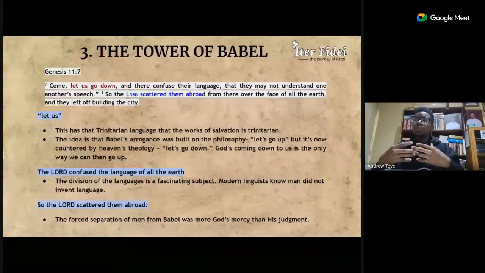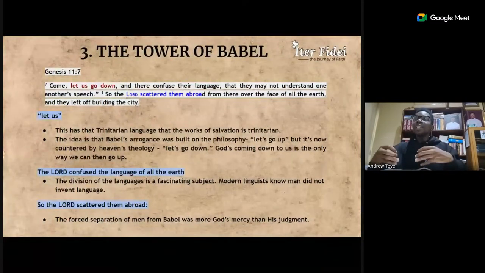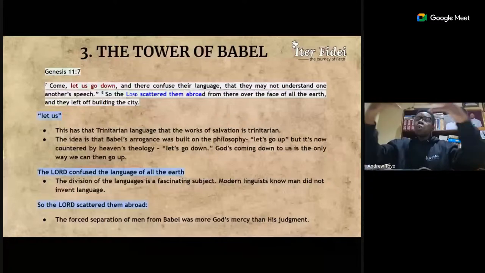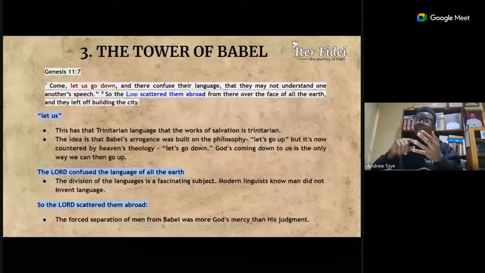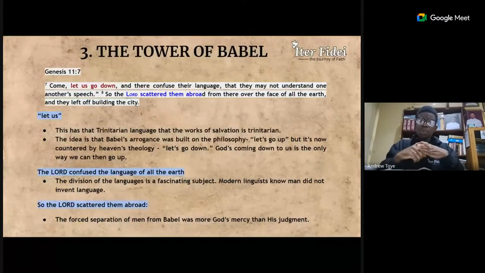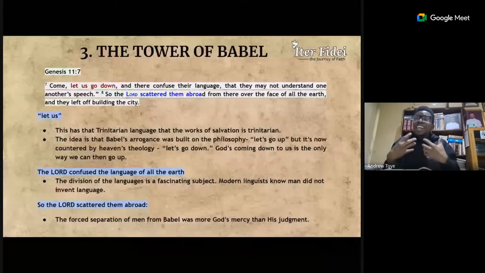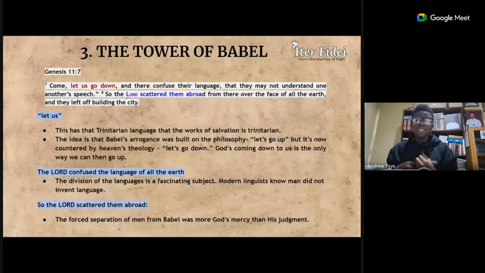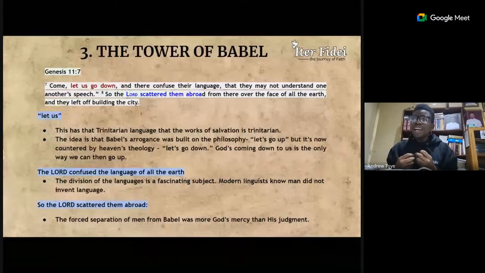The persons in God. But the oikonomia is the economy of God's salvation, the works of God, which is tripartite: creation, salvation, that's redemption, and sanctification. So when God is speaking, let us, he is acting in his nature. His true nature is Trinitarian, plurality of persons, though one. So God is dialoguing with himself. Now let's go and save these people who are about to destroy themselves.